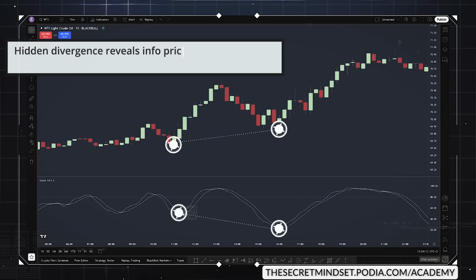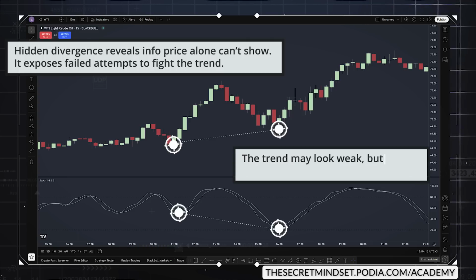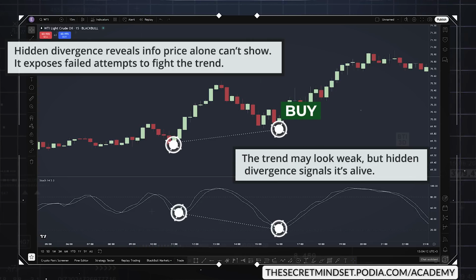Hidden divergence tells you something about the market that price alone won't reveal. It shows when the crowd tries to fight the trend but fails. The indicator exposes this hidden strength. You don't see it on price bars, but the oscillator drops important clues. The market might look weak, but hidden divergence says the trend is still alive.